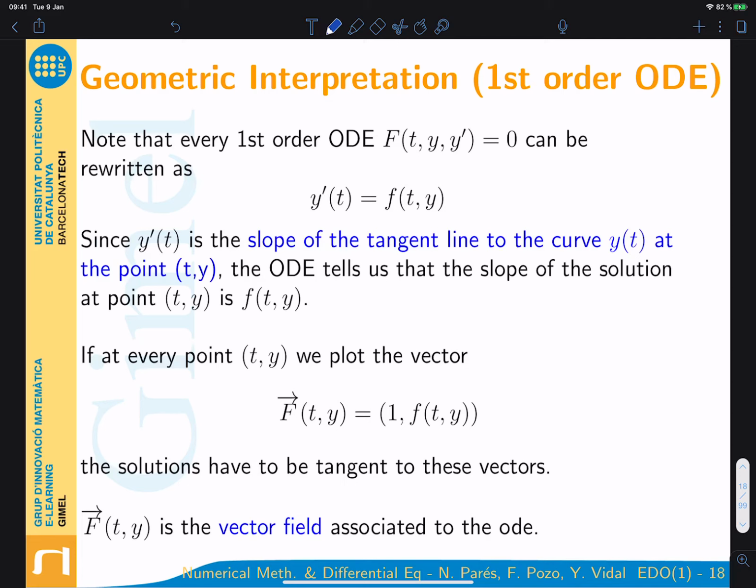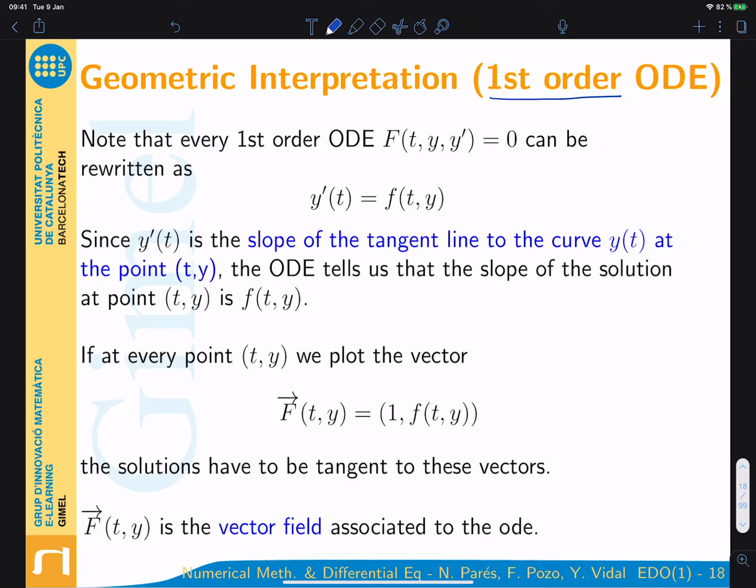Welcome to the second lecture related to the topic ordinary differential equations. In the last lecture, we introduced ODEs from an analytic approach. We wrote a lot of formulas. Today, we will see a geometric interpretation. And to do that, we will concentrate on first order ODEs.